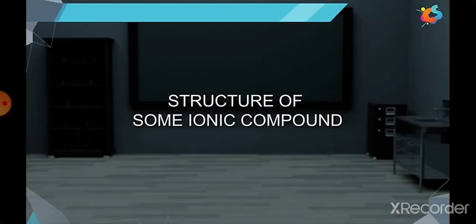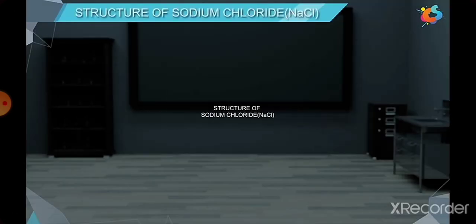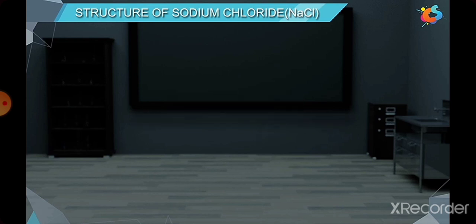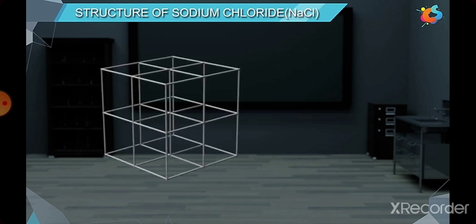Structure of some ionic compounds. Structure of sodium chloride, NaCl. Rock salt structure. Sodium chloride crystal is made up of sodium ions, that is, cations, and chloride ions, that is, anions.